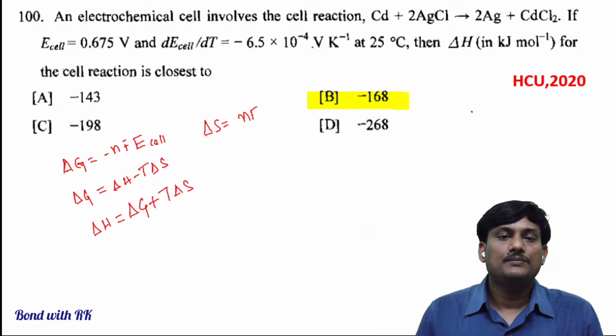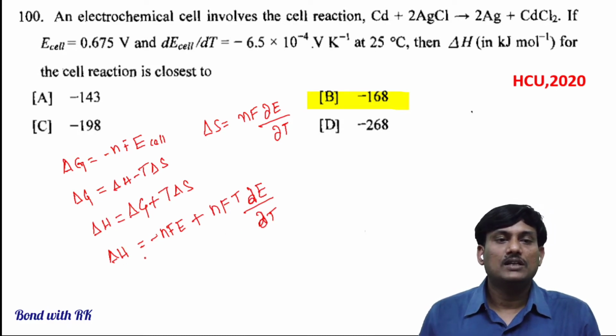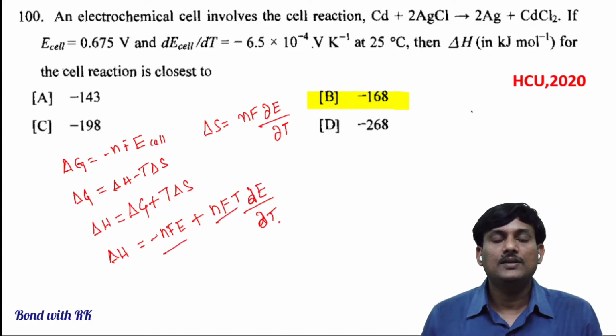NF dE by dT. So delta H is equal to delta G, that is minus NFE, plus T into NF dE by dT. This is the equation: delta H is equal to minus NFE plus NFT dE by dT.